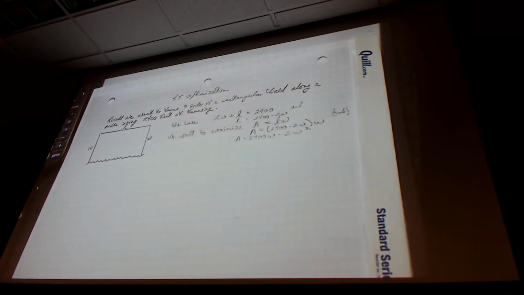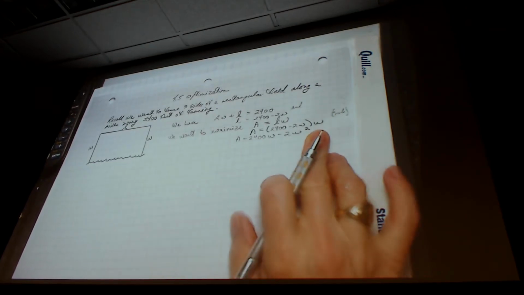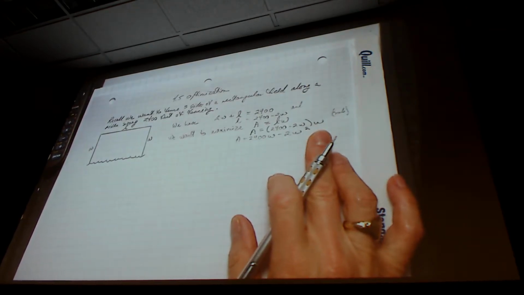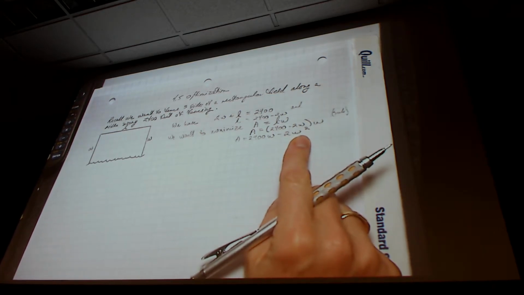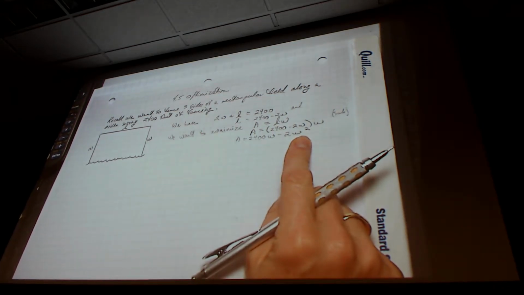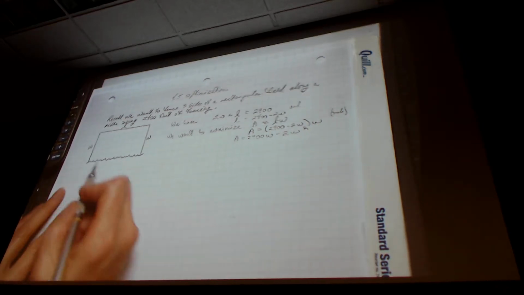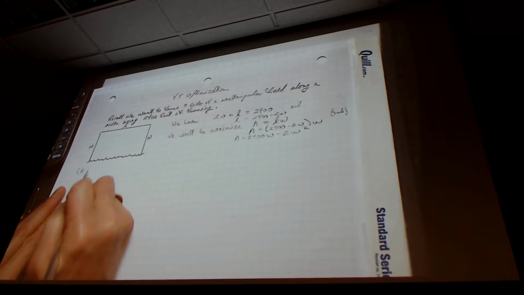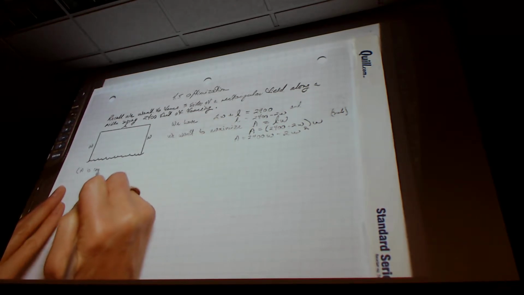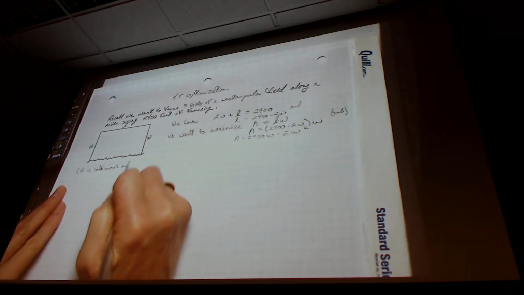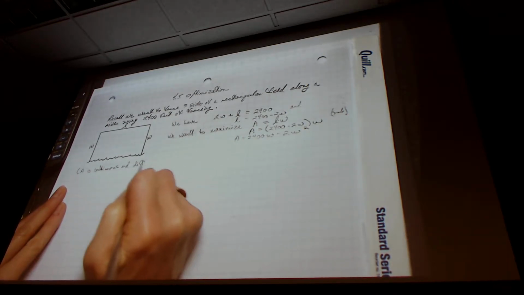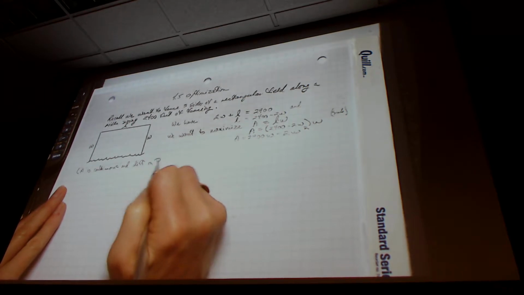So let's see. Now, what we want to do now, we certainly have a differentiable function. It's a continuous function on all of R, and it's differentiable on all of R. So I'm just going to put a note here. A is continuous and differentiable on all of R.